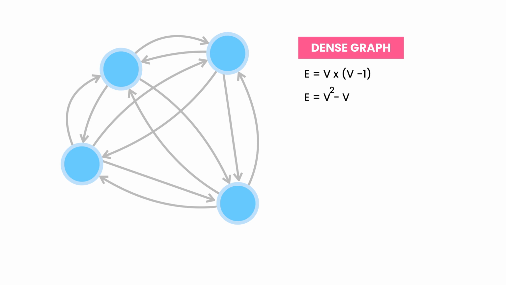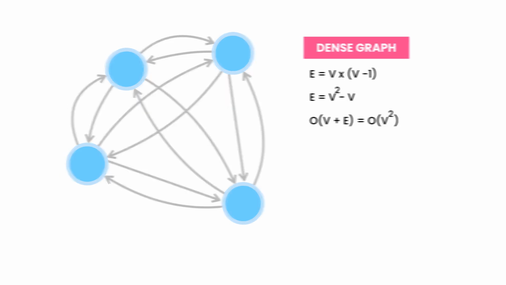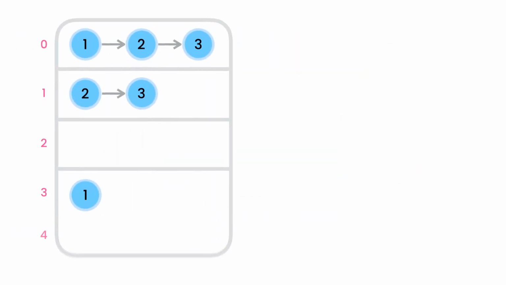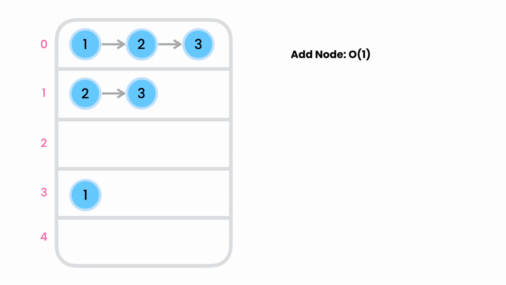As you know, when we do complexity analysis, we only care about the parts that grow faster. So here we can drop the V and say the total number of edges roughly equals V squared. So our space complexity is going to be O of V squared. Now let's look at the time complexity of various operations. Let's talk about adding a node. To add a node, we simply add a new element in our adjacency list. This is an O of 1 operation.